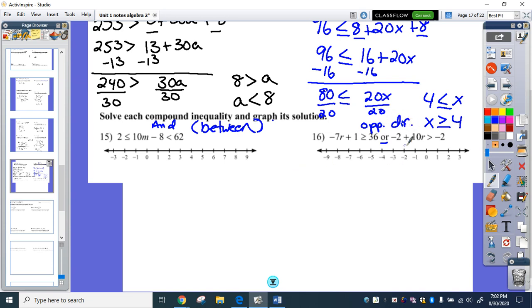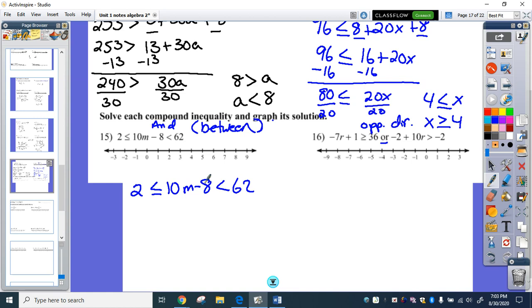So "or"s are going to have two little branches that go in opposite directions. The "and"s are going to have two endpoints, and we're going to be shading in between those two. How you solve these is a little bit different. We're going to have another lesson on these as well, so don't worry if you struggle with these at first. So let's rewrite this problem: 2 is less than or equal to 10m minus 8, which is less than 62.